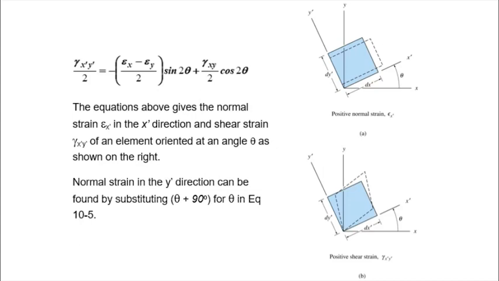Now those are our equations, right? Now this is the shear strain equation. The strain equations give the normal strain and shear strain in the x prime direction and y prime direction, and the shear is in the x prime y prime plane. Okay, it's as shown here on the right with the two diagrams A and B. Now the first equation gives you the first diagram A, and the gamma x prime y prime equation will give you diagram B.